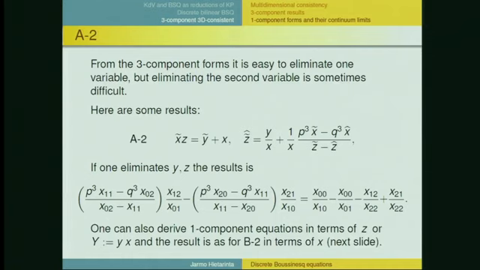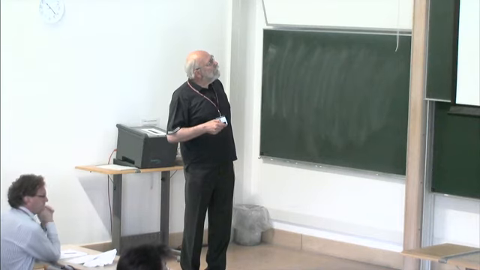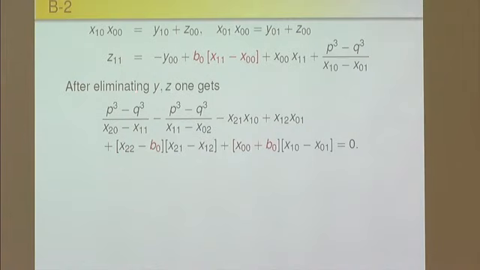Now, if you eliminate y and z, you get this equation for x. So it's a little bit more complicated, but it's not very bad. You can also, in this case, write the equation only in terms of z, or only in terms of y, which is a product of the old y and z. And you get this equation. So this is another equation in this set. So after you eliminate y and z, you get one equation for x.